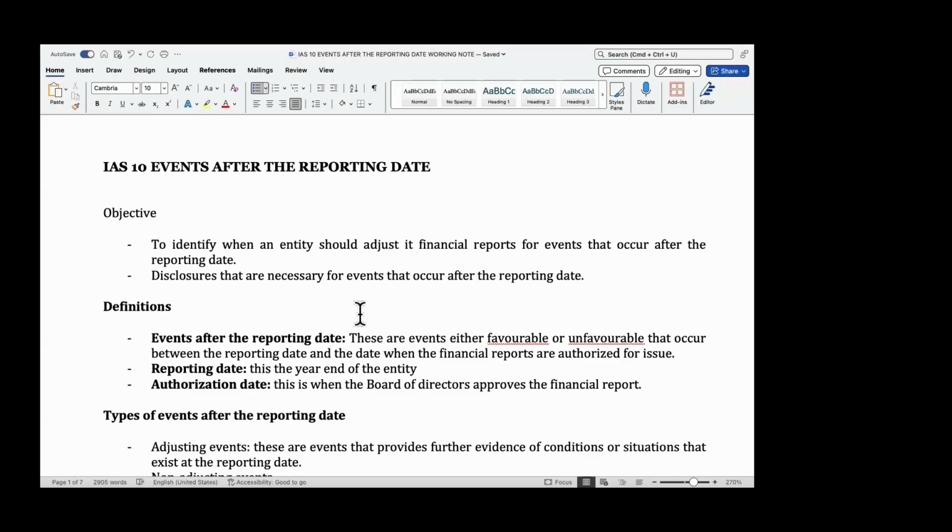So when you say authorized for issue, what does that mean?